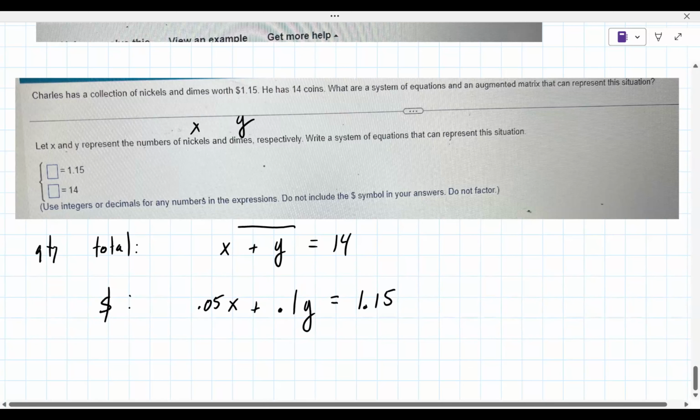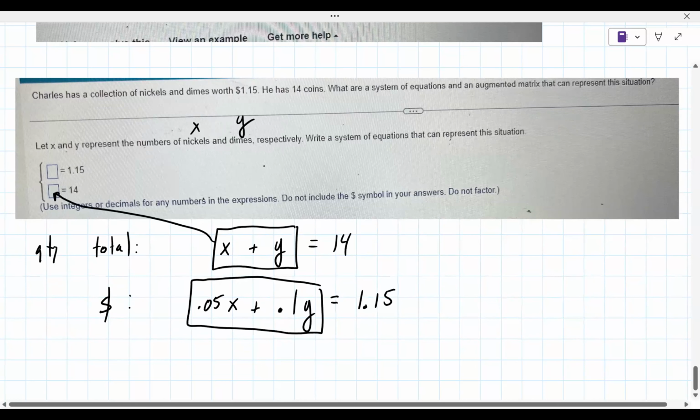That's for the second one. This is for the first one there.